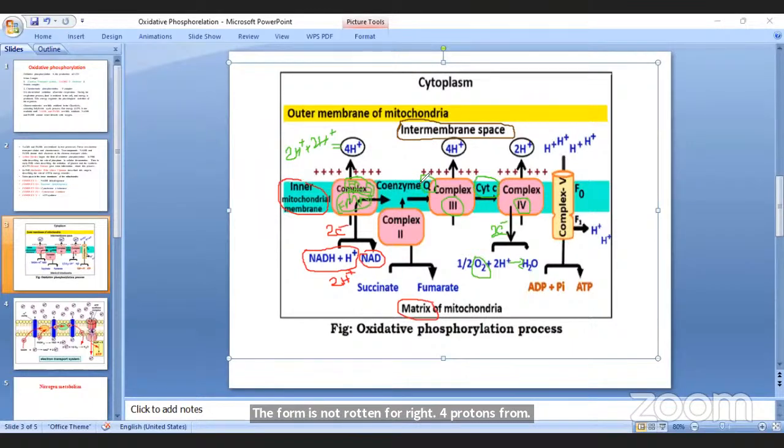Next, this quinol cycle. I will explain the quinol cycle later also, but here remember that from complex 1 the electron is sent to the quinol cycle, and from the quinol cycle to complex 3.